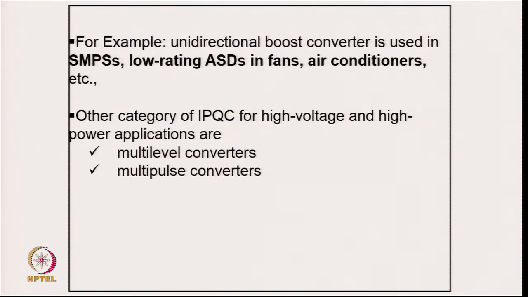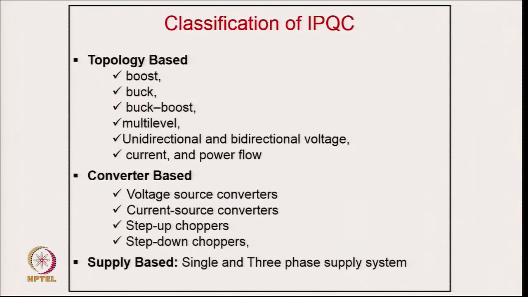For example, the unidirectional boost converter is used in switch mode power supplies, low power adjustable speed drives in fans, air conditioners, welding machines, and other home appliances including washing machines, and even ceiling fans. There are plenty of other categories of improved power quality converters for high voltage and high power applications, like multi-level converters and multi-pulse converters.